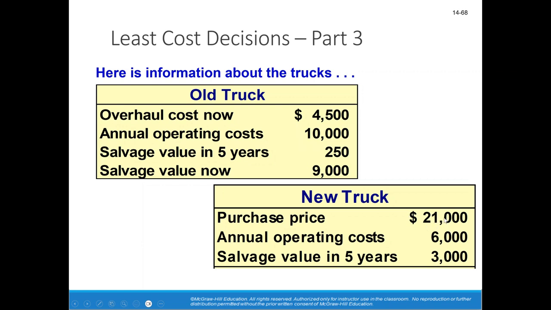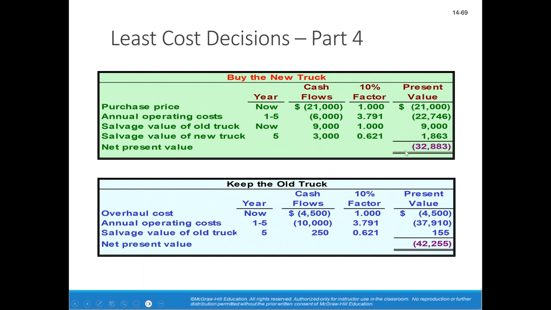So if we purchase this for 21, annual operating expenses are 6, salvage value is 3. But we really should factor in the fact that we're going to get $9,000 to buy the new truck. But even that, it's still not a good deal. Oh, I'm sorry. It's a better deal. So we're going to have a net cash drain anyway. So we want the lowest net cash drain. So the lowest present value is 32,883 versus a loss of 42,225. So in this case, buy the new truck.